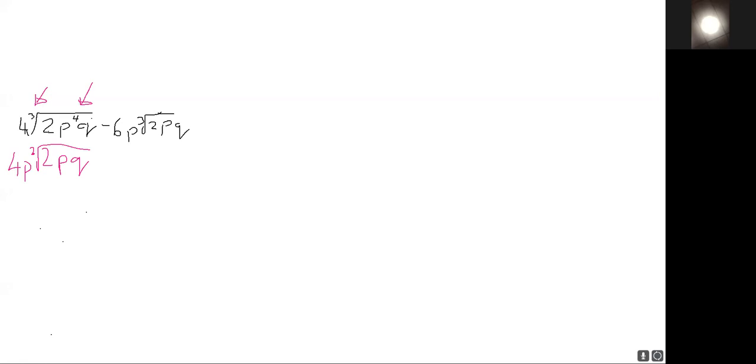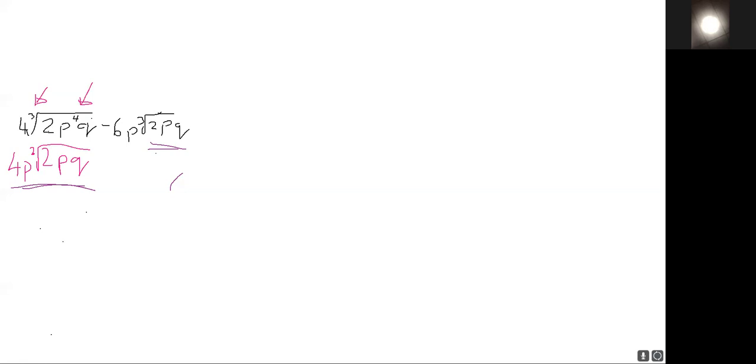Exactly. So once I've done that, now you can see that this here has the same radicand as this one, 2pq. And now you can add and subtract those together, just like adding and subtracting variables. When we add and subtract x's and y's, they have to have the same exponent. So when we're adding and subtracting radicals, they have to have the same index and the same radicand. Now they do. And so now we can solve it.